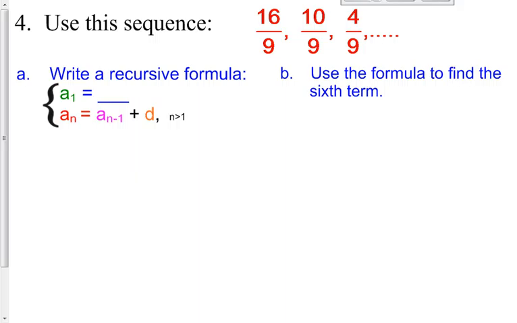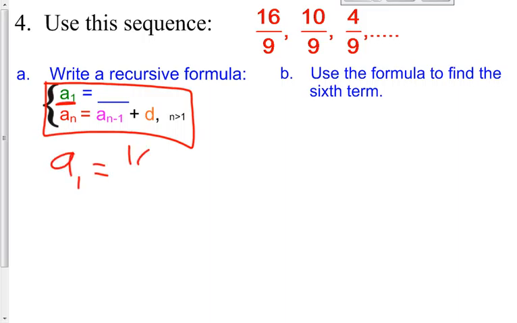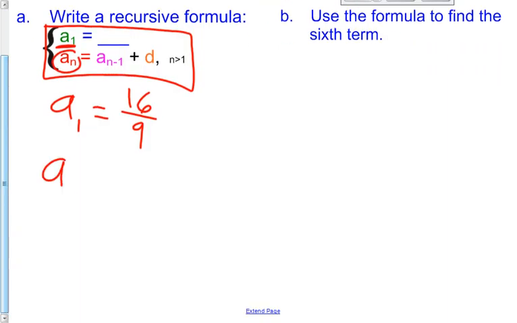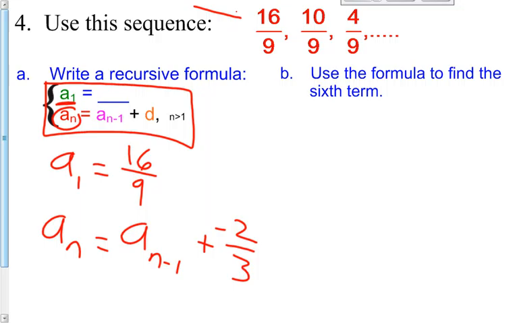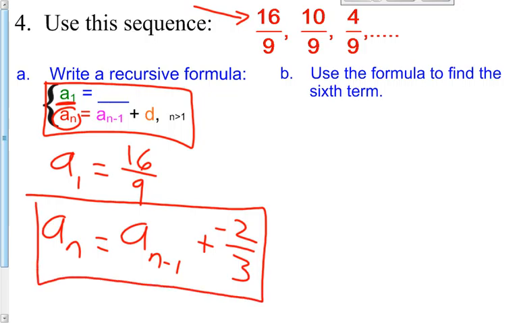Write a recursive formula, which here it is. So what is a sub 1? The value of my first term is 16 ninths. So the value of my nth term, a sub n, is the value of the term before it, which is a sub n minus 1, plus the common difference, which we know to be a negative 2/3. This is the same sequence as on the last one, and that common difference was a negative 2/3. So this is your answer for a recursive formula. This will always work to find the nth term as long as you know the term before it, which is a sub n minus 1.